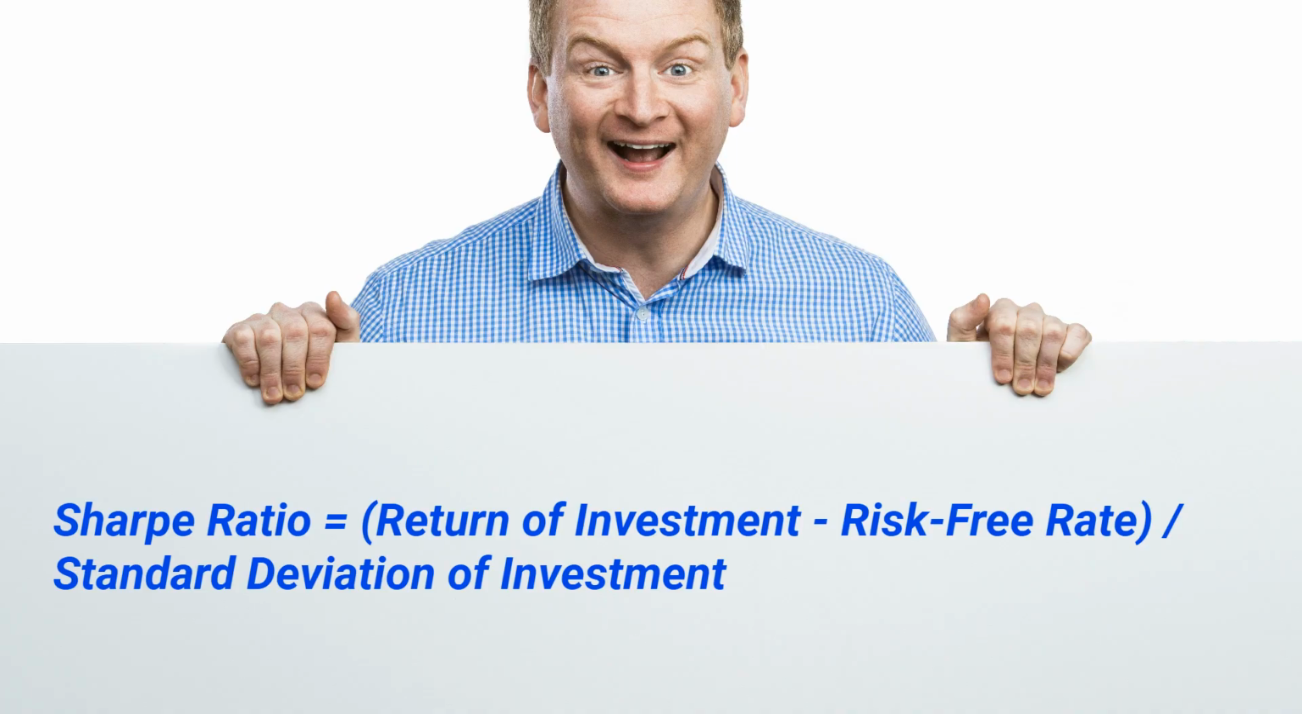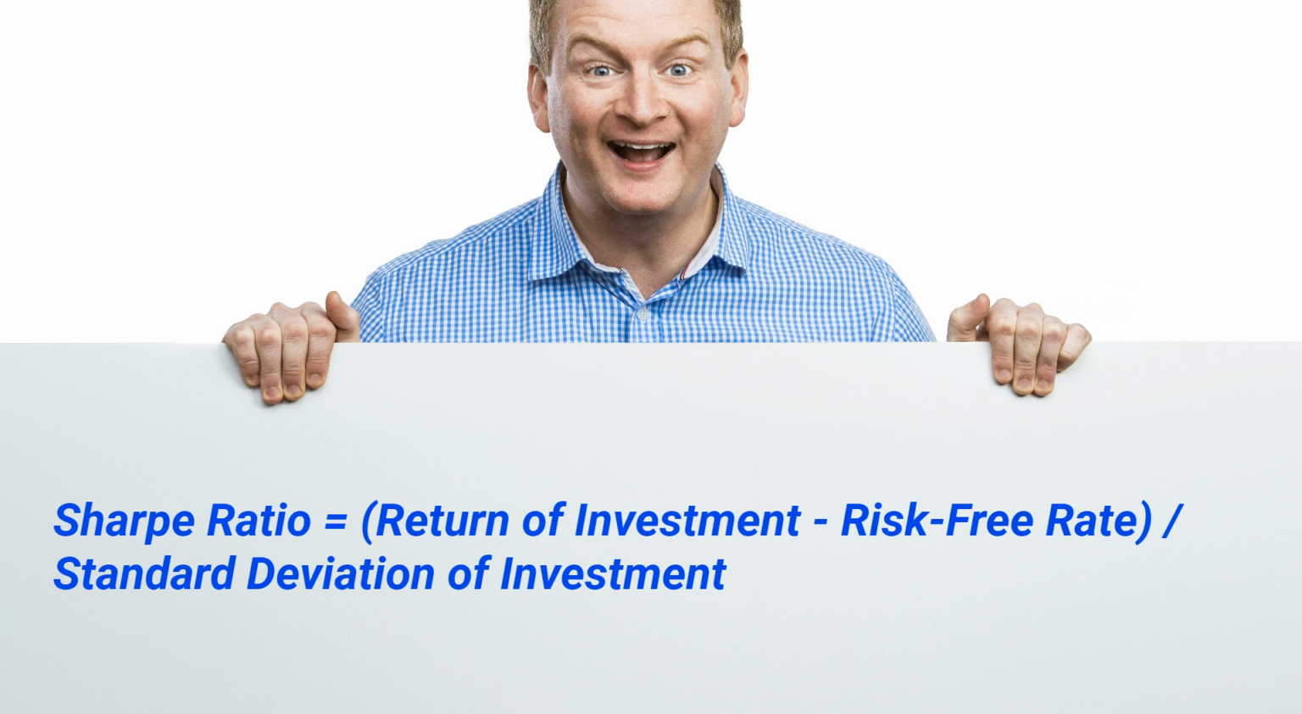What is the Sharpe Ratio? The Sharpe Ratio is a metric that measures the excess return of an investment relative to its risk. It was developed by Nobel laureate William F. Sharpe in the 1960s. The formula for calculating the Sharpe Ratio is simple. It's the excess return of an investment divided by the standard deviation of that investment's returns. Sharpe Ratio equals excess return divided by standard deviation of investment.